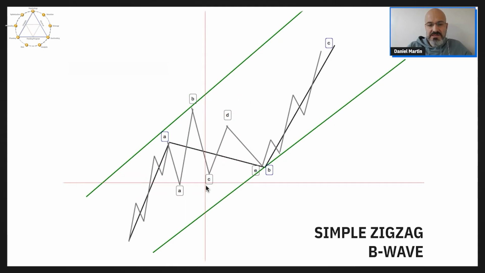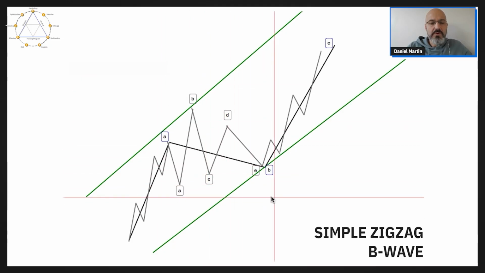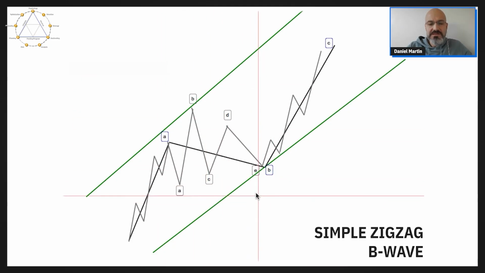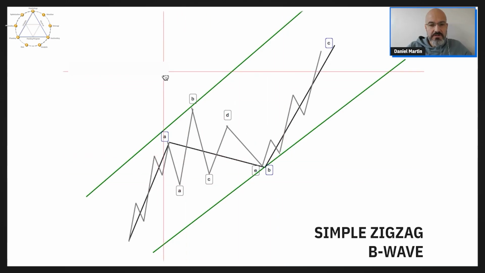You have A, B, C, D, E, five movements from the Elliott Wave book. But what we're looking for, after my analysis and study, is actually six movements, because that way we're going to have a better risk and reward, and I will explain how. So let me show you this.